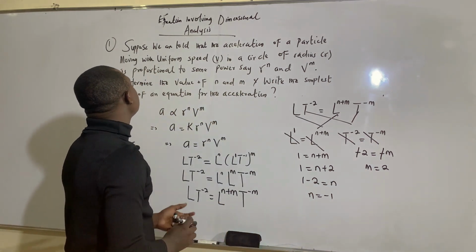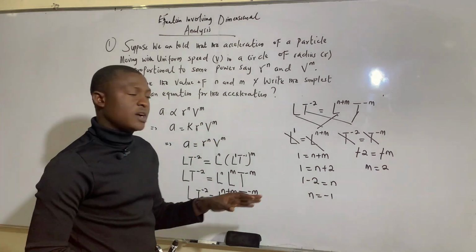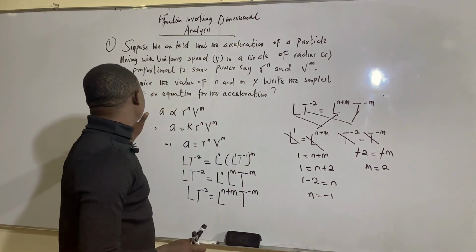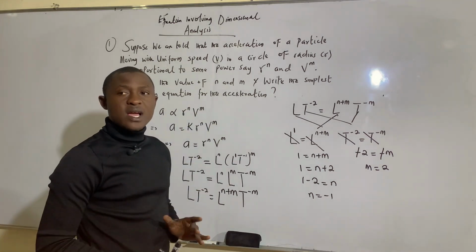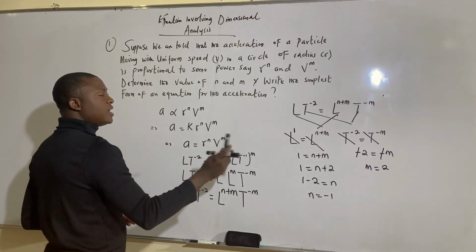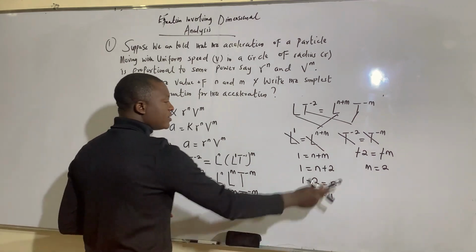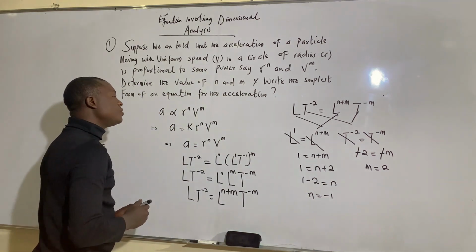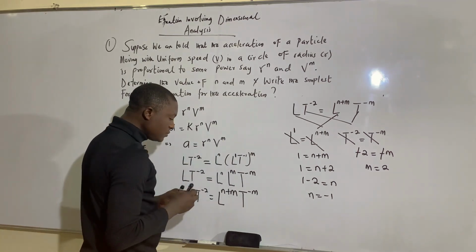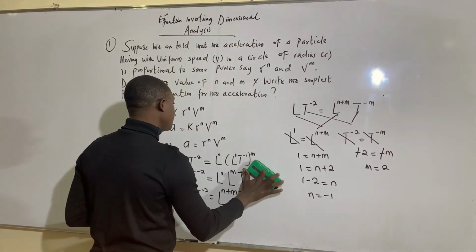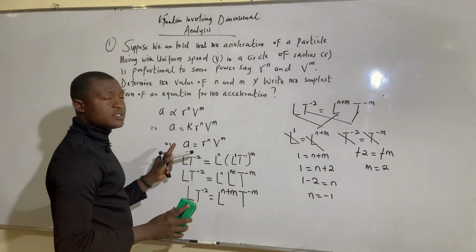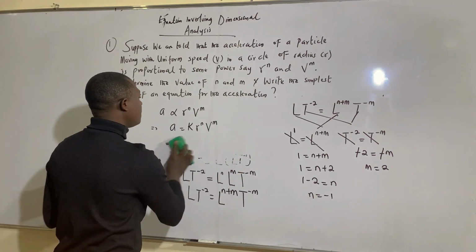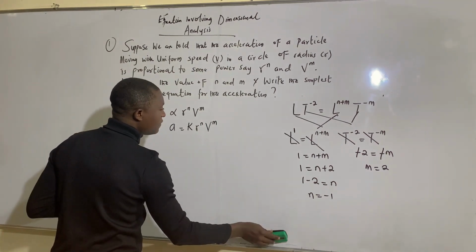But assuming the problem just says find the value of n and m, I would just stop here. But the problem says write the simplest form of an equation for the acceleration. So since I've gotten my n to be minus 1 and my m to be 2, I will just go back to the first given equation that we have in the previous equation. This is what we have. Can you see? We have a is equal to k, r raised to the power of n, and v raised to the power of m. I will just substitute the values of n and m.